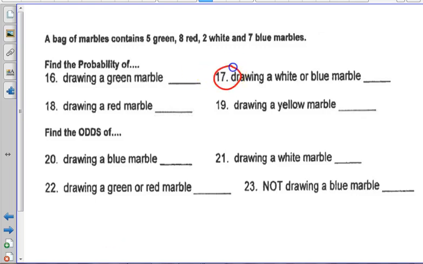Like an "or" question? There's a bag of marbles question on the quiz. They're really not hard, right? But this says blue or white. So that means there's how many winners? 9 winners. And there was 13 and 9, 22 marbles. Did I add that right? Anybody got this done already? 15, 22. I think so.